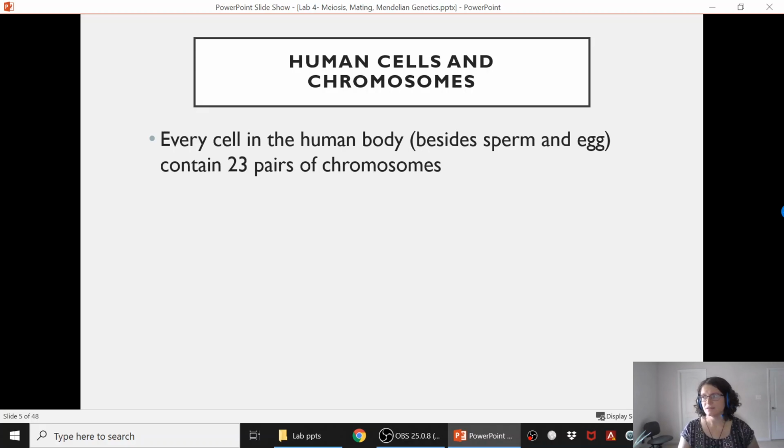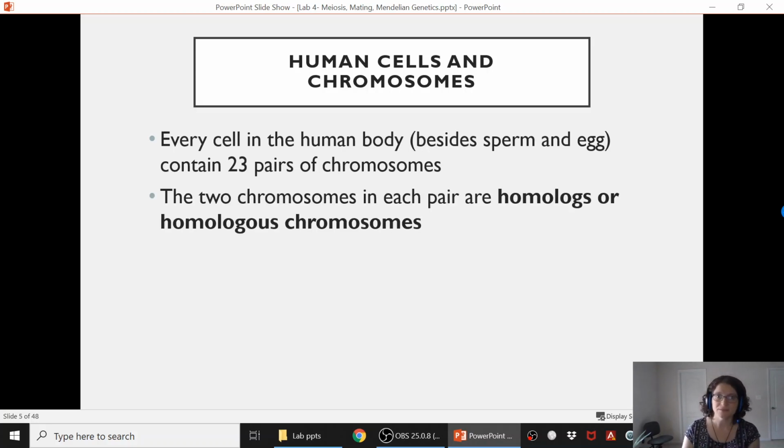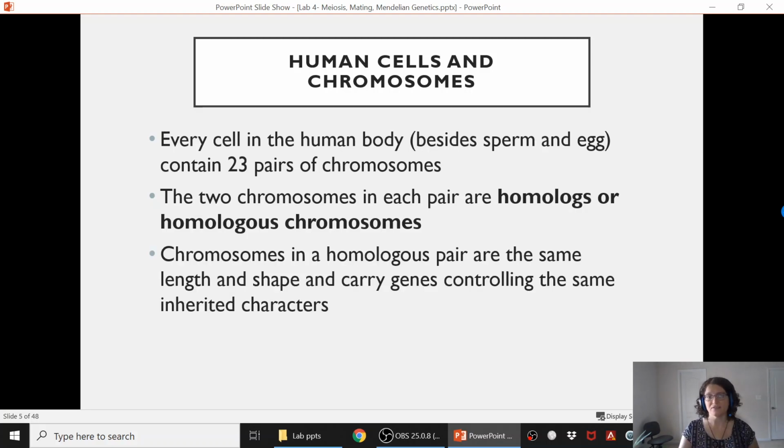So every cell in your entire body, besides the sperm and eggs, contains 23 pairs of chromosomes. These two chromosomes in each pair are called homologs or homologous chromosomes, okay? They are two separate chromosomes. They are not attached to each other. And they can carry different versions of genes, okay? They're the same length and shape. They carry genes controlling the same inherited characters. So if your mom has brown eyes and your dad has blue eyes, then the homologs that carry those genes will have one blue allele and one brown allele.